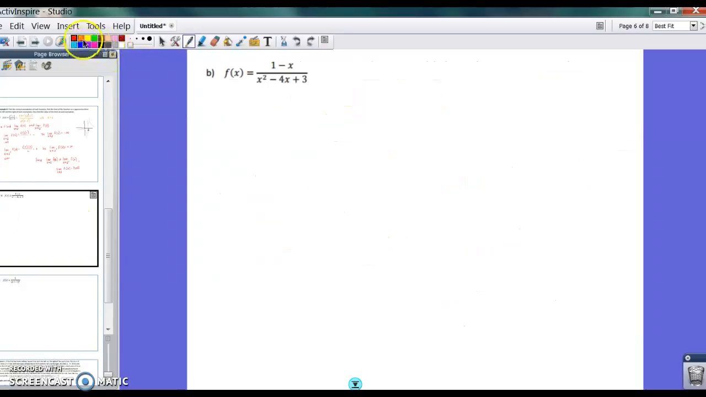So in the next example, I'm going to actually adjust this. 1 minus x is the same as negative x minus 1, right? I just multiply the top by negative 1, and then I change the order of the terms, right? And if I factor the bottom, I have x minus 3 times x minus 1.